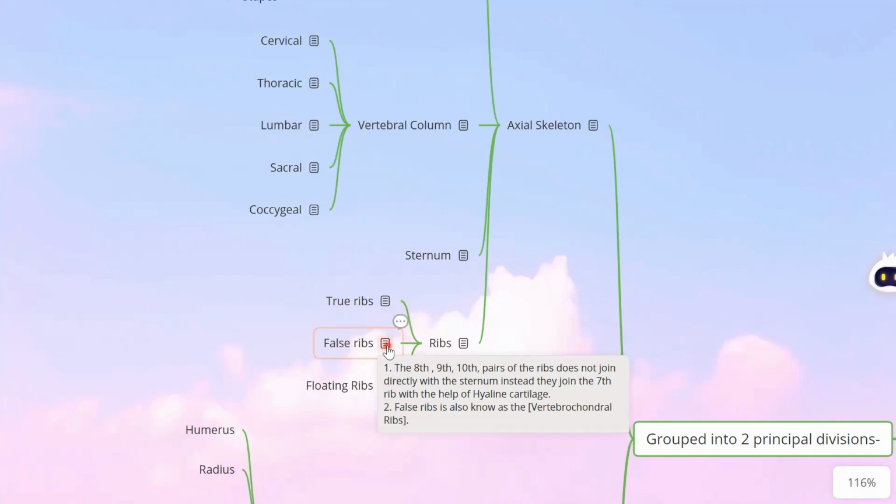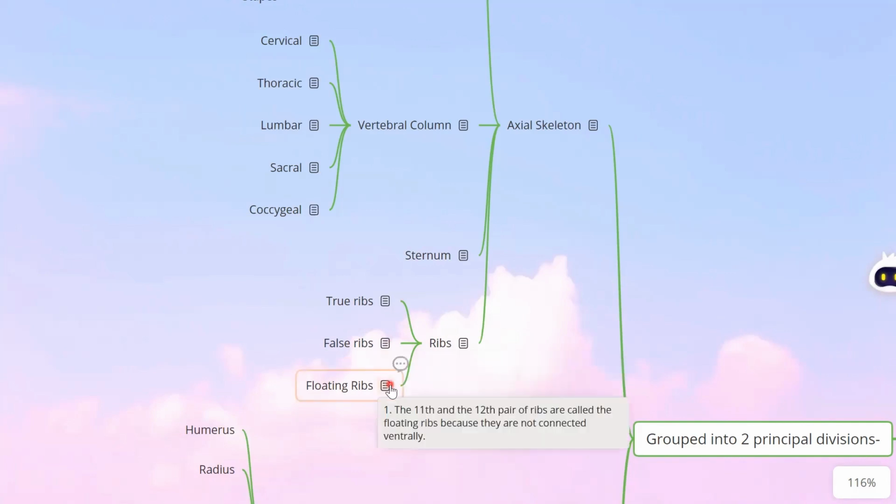Now, false ribs. The 8th, 9th, and 10th pairs of the ribs do not join directly with the sternum. Instead, they join the 7th rib with the help of hyaline cartilage. The false ribs are also known as vertebrochondral ribs. They might ask, false rib is also known as what rib? Not vertebral, vertebrochondral ribs. Which are the false ribs? The 8th, 9th, 10th pairs of ribs.